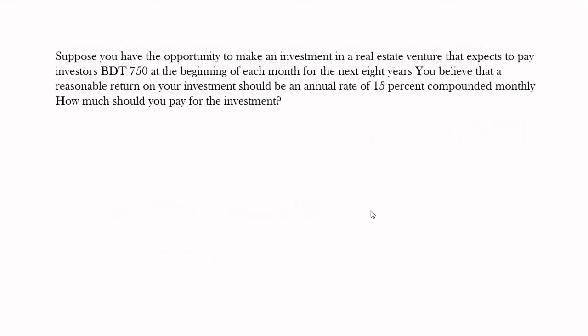Now have a look at this math and let's read it out. Suppose you have the opportunity to make an investment in a real estate venture that expects to pay investors BDT 750 at the beginning of each month for the next 6 years. You believe that a reasonable return on your investment should be an annual rate of 15% compounded monthly. How much should you pay for the investment? That means again it's a present value formula. Present value of ordinary annuity or annuity due? Because the payment is made at the beginning, it is clearly mentioned here, beginning means annuity due, right?